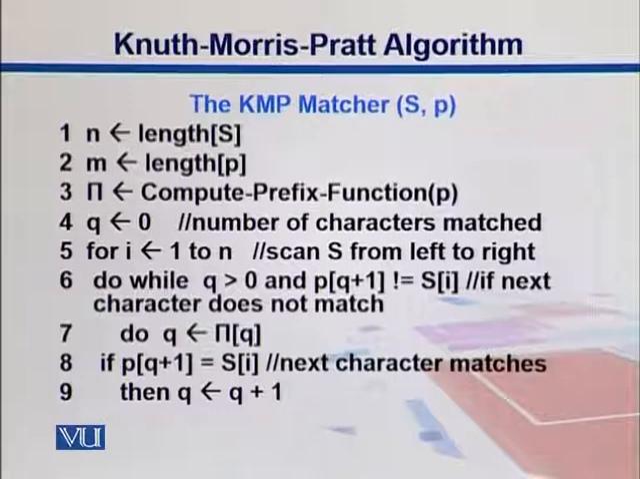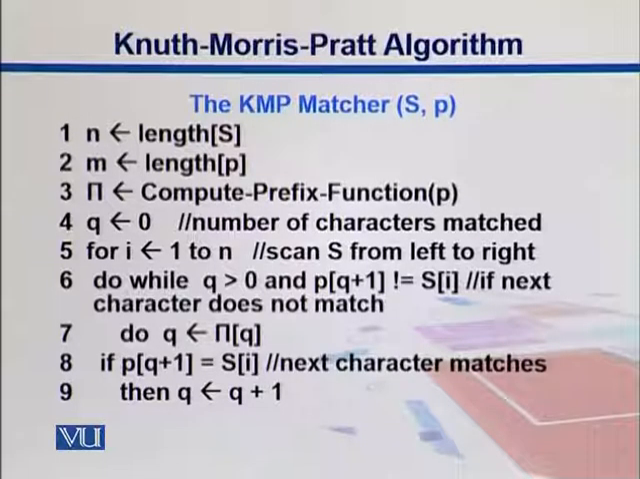So we have the length of s, which is stored in variable n, and m takes the length of p. We have already computed this prefix function over the pattern, which is stored in pi. q here stores the number of characters matched. We have a for loop starting from 1 through n that scans s, your sequence or text, from left to right. We will also do a while loop over here, and the condition for that is that q should be greater than 0. So in case we already have a match, then we will go here.